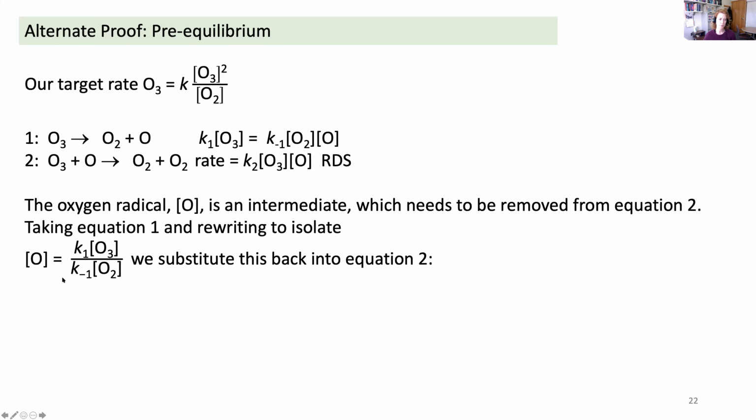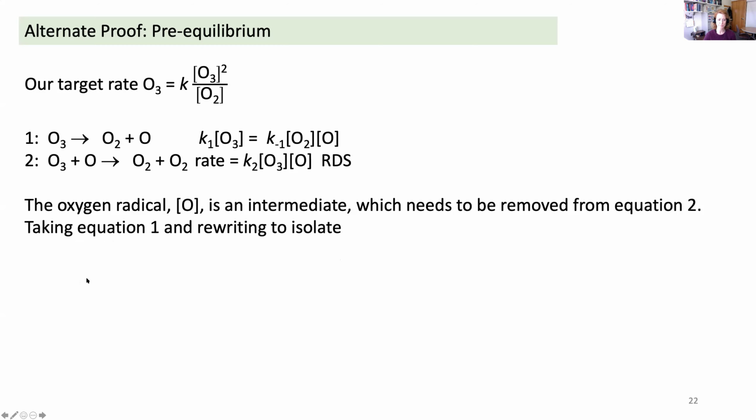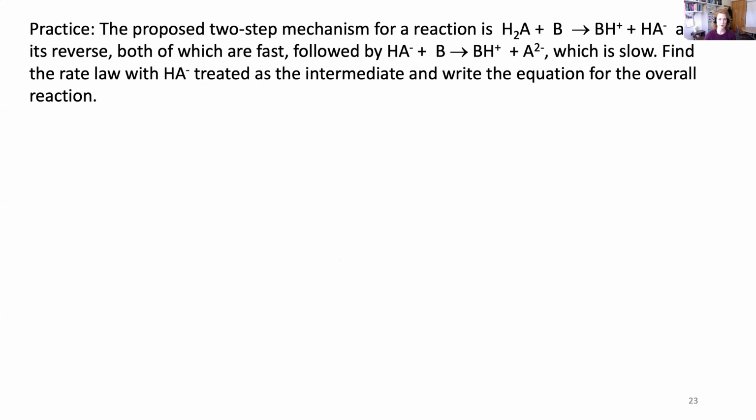And when you do that, you end up with ozone squared, and then k1 times k2, and then k-1 on the bottom. And so then you're basically done. Pre-equilibrium is so fast. Okay.